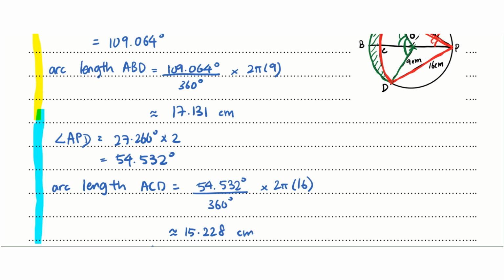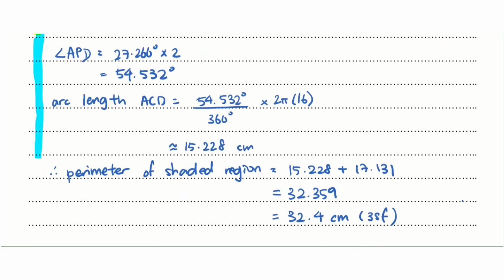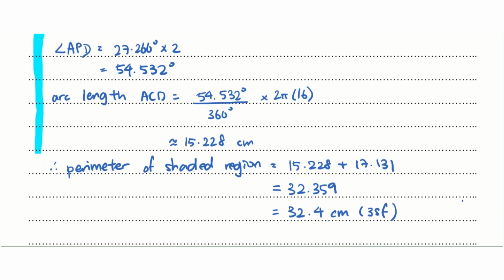Now that we have achieved the two different arc lengths, we will sum them up to get the final answer, 32.4 cm.